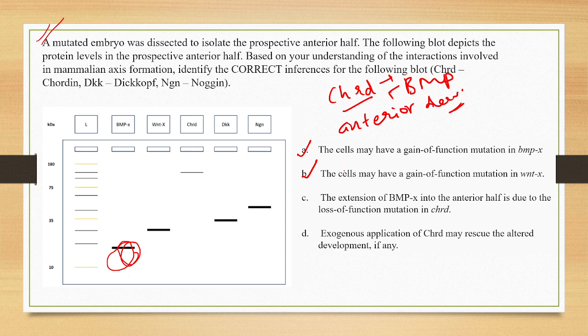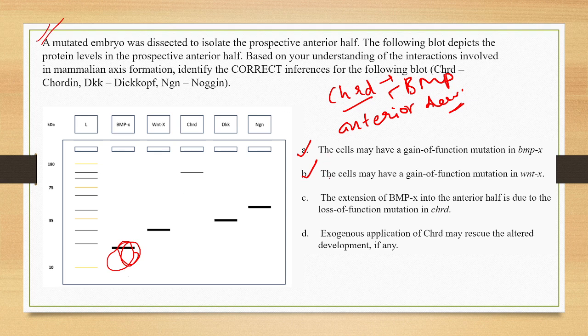Gain of function means that BMP has gained its function. Now it has become even more prominent, and therefore you can see the band is so thick. It should be a thinner band or not there at all. So therefore A becomes the correct answer.